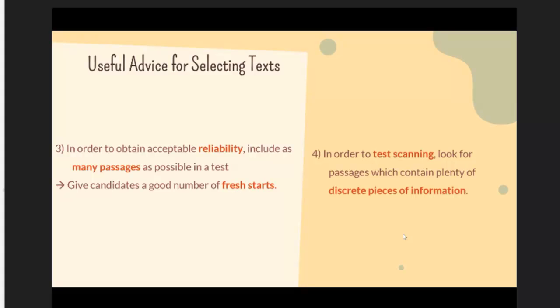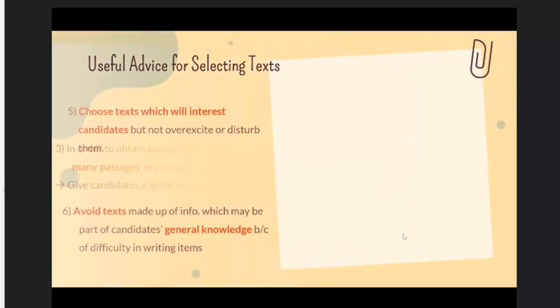Yeah. All right. And the next advice, in order to test scanning, look for passages which contain plenty of discrete pieces of information. Then we have to choose the text which will interest the candidates, but not overexcite or disturb them. And then we try to avoid text made up of information which may be part of the candidate's general knowledge, because it will be very difficult for us to write items that they don't know the answer to, because it's their knowledge.